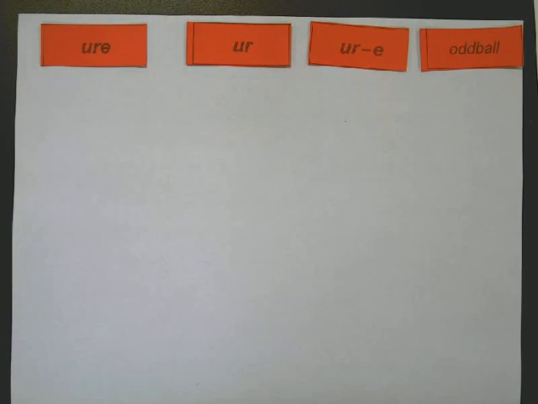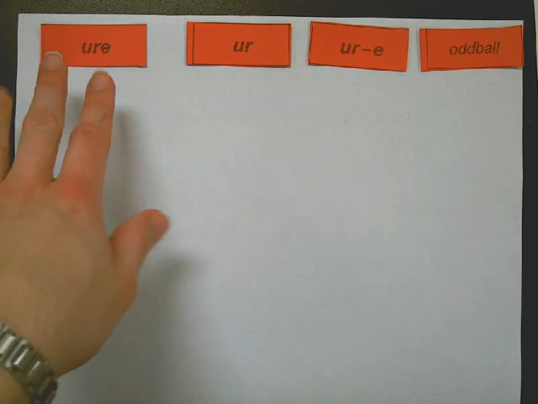All right, in this sort, we're thinking about how R changes the sound of the vowel U. And we're going to be listening for a sound sort first. So as I read each word, we're going to listen for the sound. And then based on the sound, it'll tell us where it goes. And then we'll look at the spelling pattern to decide if we need to put it anywhere further.